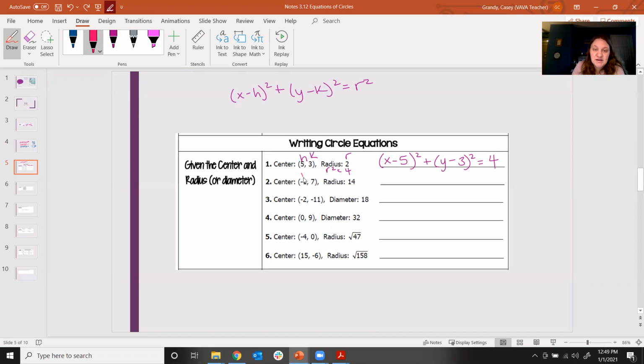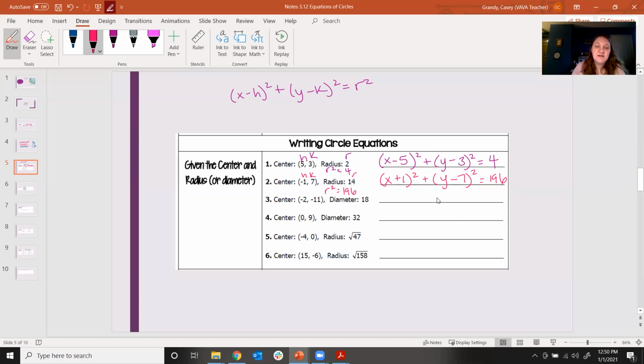So let's do the next one. H, K is my center. R is 14. So R squared will be 14 squared. 14 squared is 196. So when I write my equation, I'm going to do X minus -1. You don't want to leave it minus a negative. Minus a negative is the same as plus. So I'm going to write plus 1, plus Y minus, it's just a 7, so this is 7 squared equals R squared.